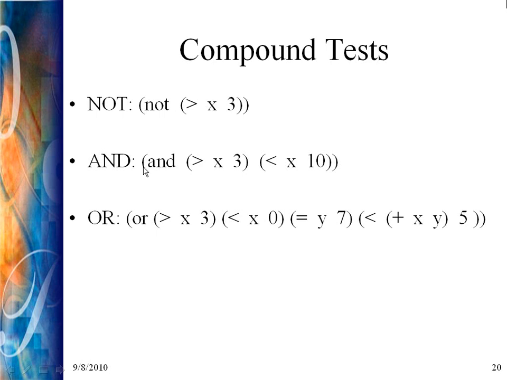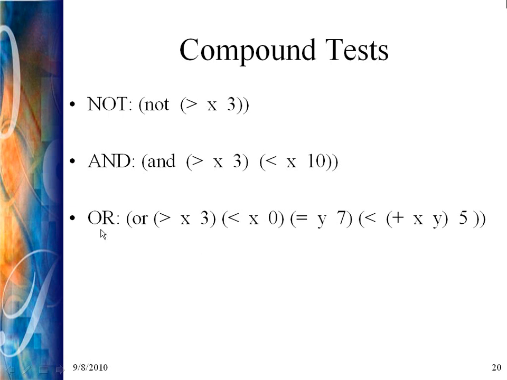AND evaluates the forms one at a time until it reaches one of them that returns nil. If none of them returns nil, it gets to the last form and returns the value of the last form. OR evaluates the forms one at a time until it finds one that returns true, and as soon as it finds one that returns true, it returns the value of that form.